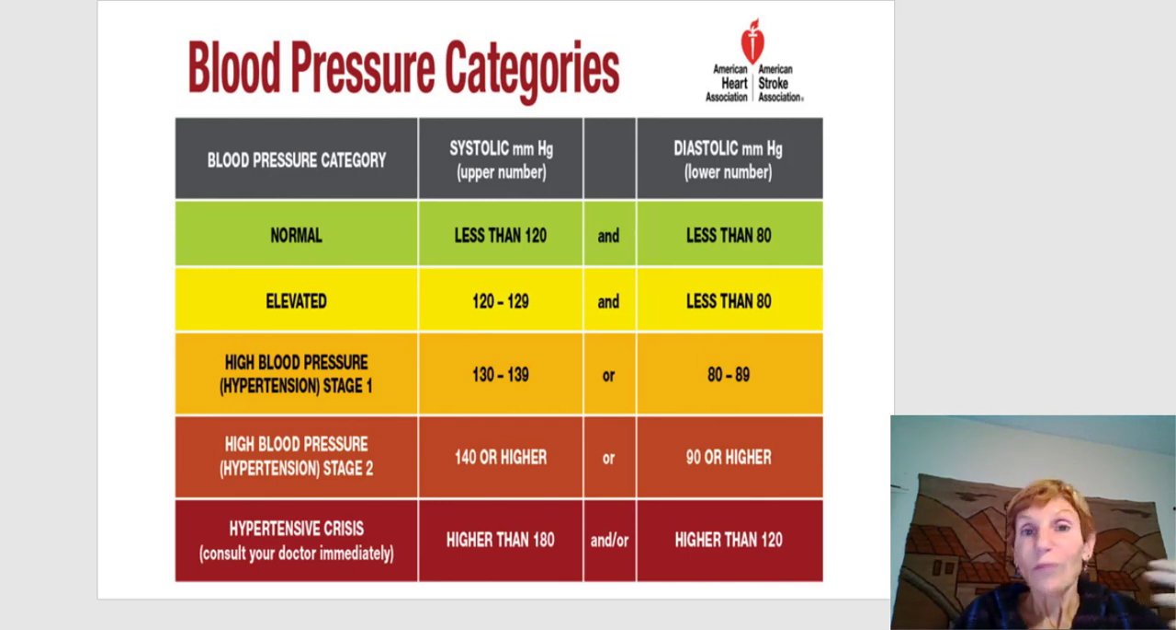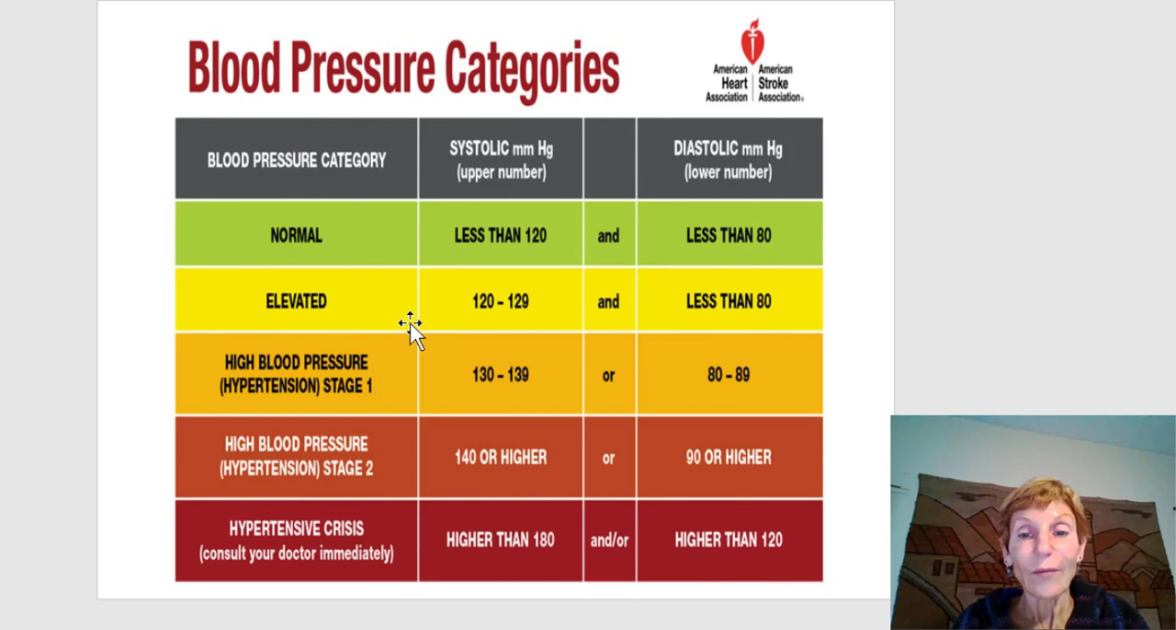Smoking increases blood pressure because it's a vasoconstrictor. Caffeine can increase blood pressure temporarily, so you should never take your blood pressure within 30 minutes of smoking or having caffeine. Being overweight increases it too. There's a lot of different ways to get high blood pressure.